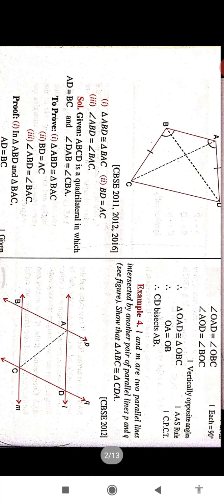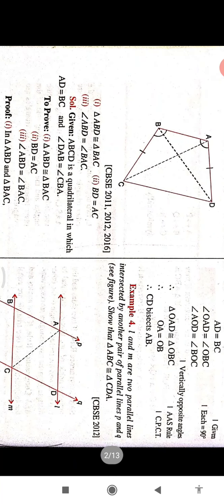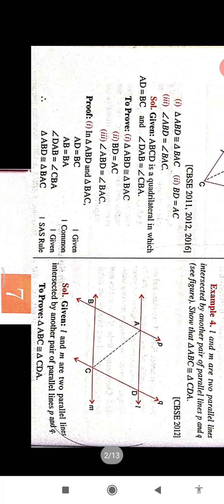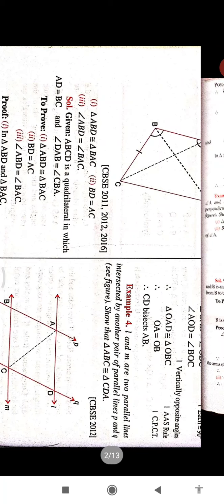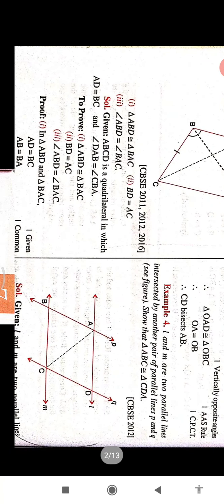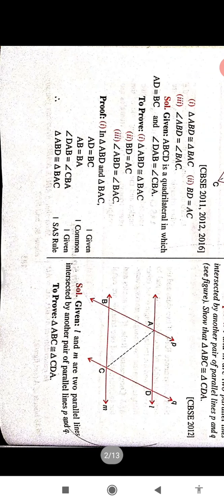So now, given ABCD is a quadrilateral in which AD equal to BC, you can see in the figure. On the AD side there is a mark, on the BC side there is a single line drawn. So AD equal to BC, and AB equal to BA. Why can we call AB equal to BA? Because it is common.